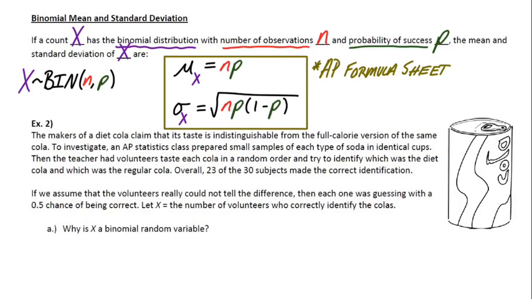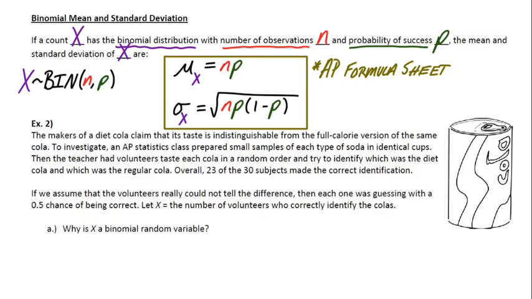The final example here: the makers of a Diet Cola claim that its taste is indistinguishable from the full calorie version of the same cola. To investigate, an AP statistics class prepared small samples of each type of soda in identical cups. Then the teacher had volunteers taste each cola in a random order and try to identify which was the Diet Cola and which was the regular cola.